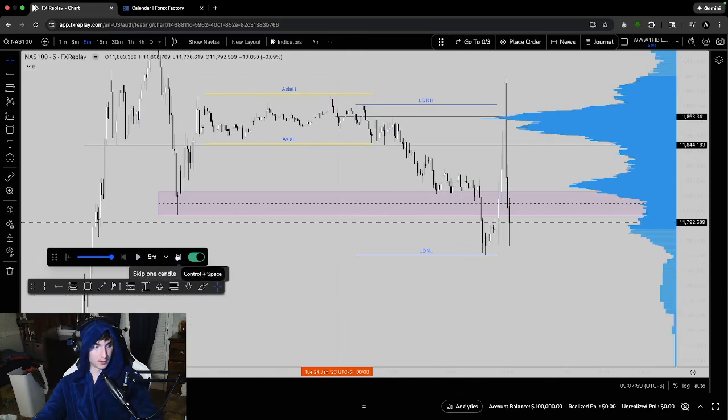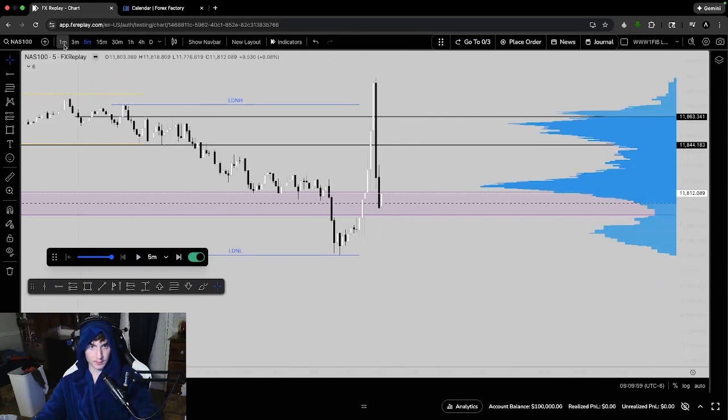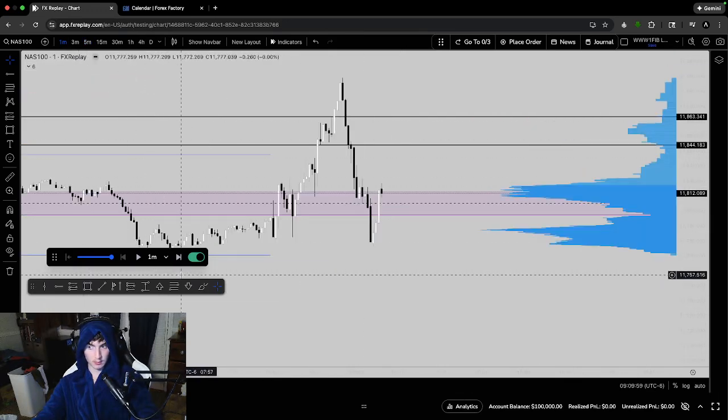Don't fight the trend. We're holding that resistance right there. 1 minute inverse. Ignore this. This looks like a good trade.